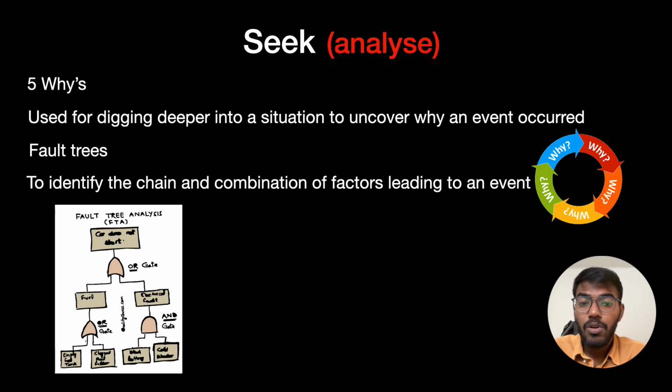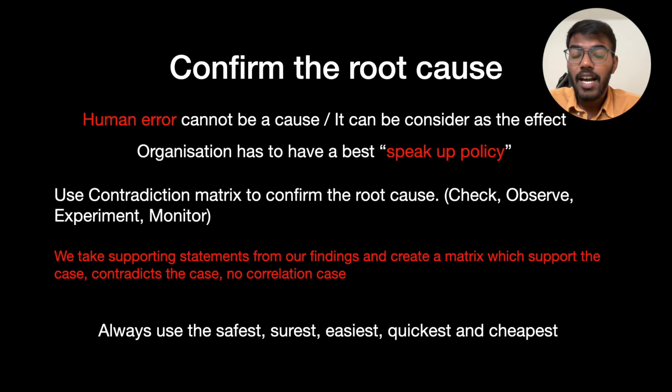And so now we are at the last slide of the session, where we confirm the root cause, where we close the chapter on seek, and in the next stage we'll see the other phases, solve and sustain. But to confirm the root cause, always remember, this is a very important one: human error is not a cause, it's a symptom. So if a human made a mistake, ask why the system allowed it.